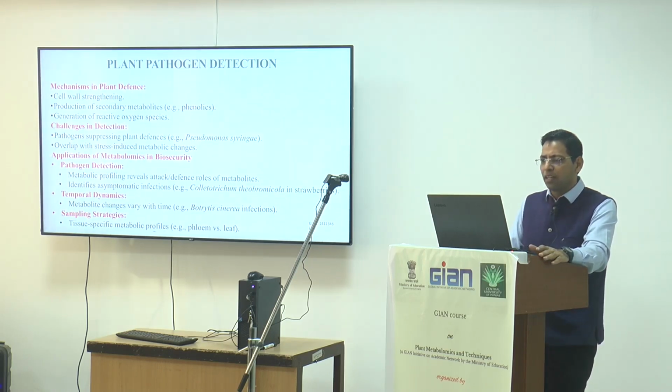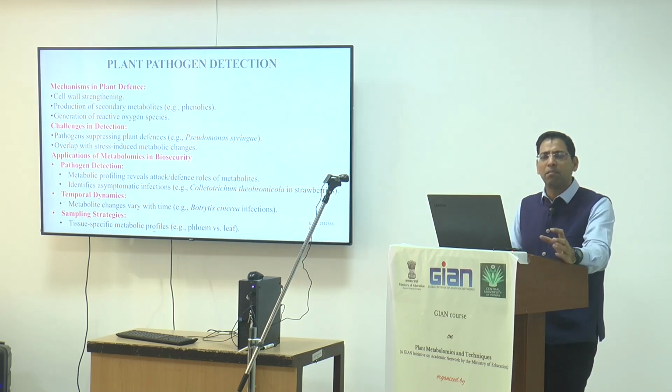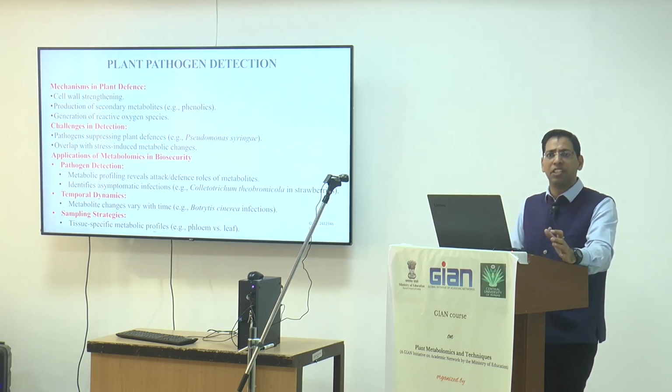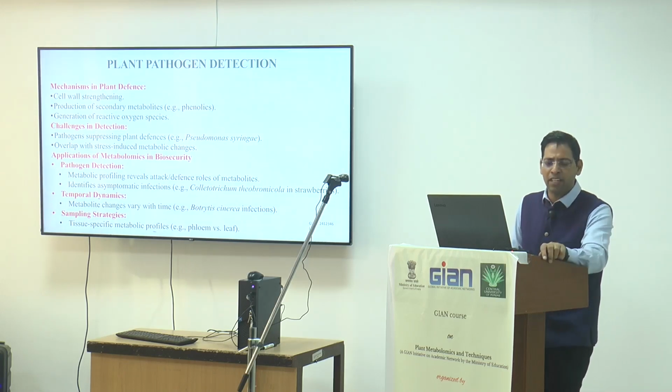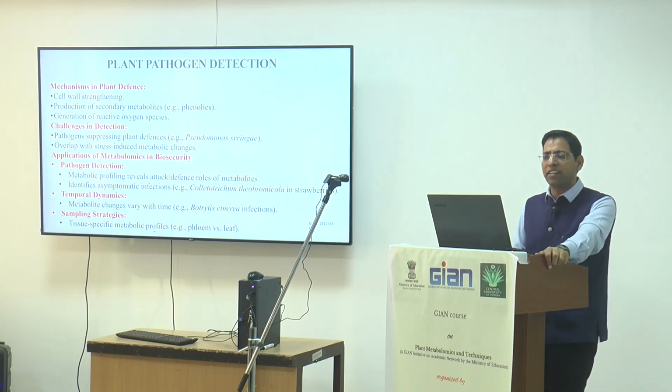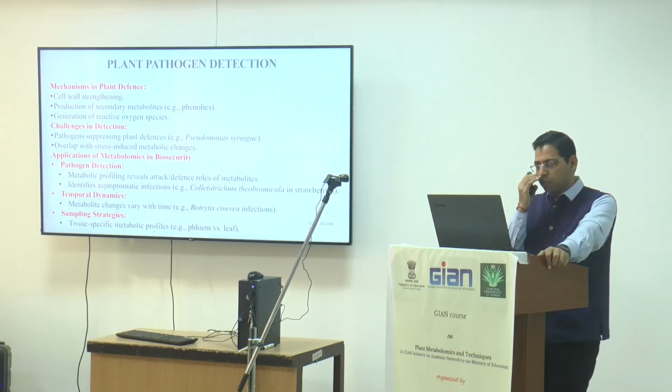So plant pathogen detection can be done by understanding what the plant defense actually is. Plants protect themselves from different infections by using 3 different strategies. The first one is the cell wall. The cell wall is the primary defense of any plant. Production of secondary metabolites is another one, that is the phenolic compounds, and generation of reactive oxygen species. So this is the third part. These 3 mechanisms basically protect the plant from different types of infections.